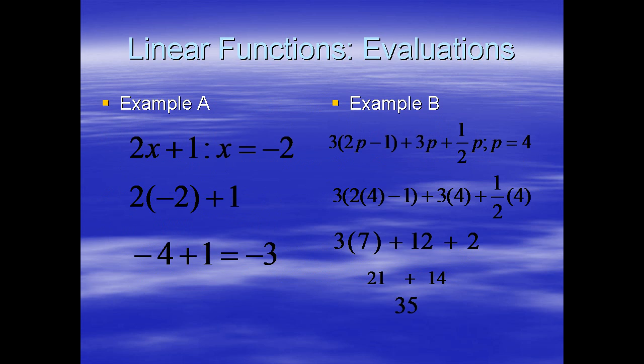So example 1, or A, we just took that -2 is x. So we just shoved or plugged in -2 for the x of the expression, and I hope you see where we got -3. In the second one, which is a little longer, but the same idea, we just plugged in 4 for p and carried out the operations.